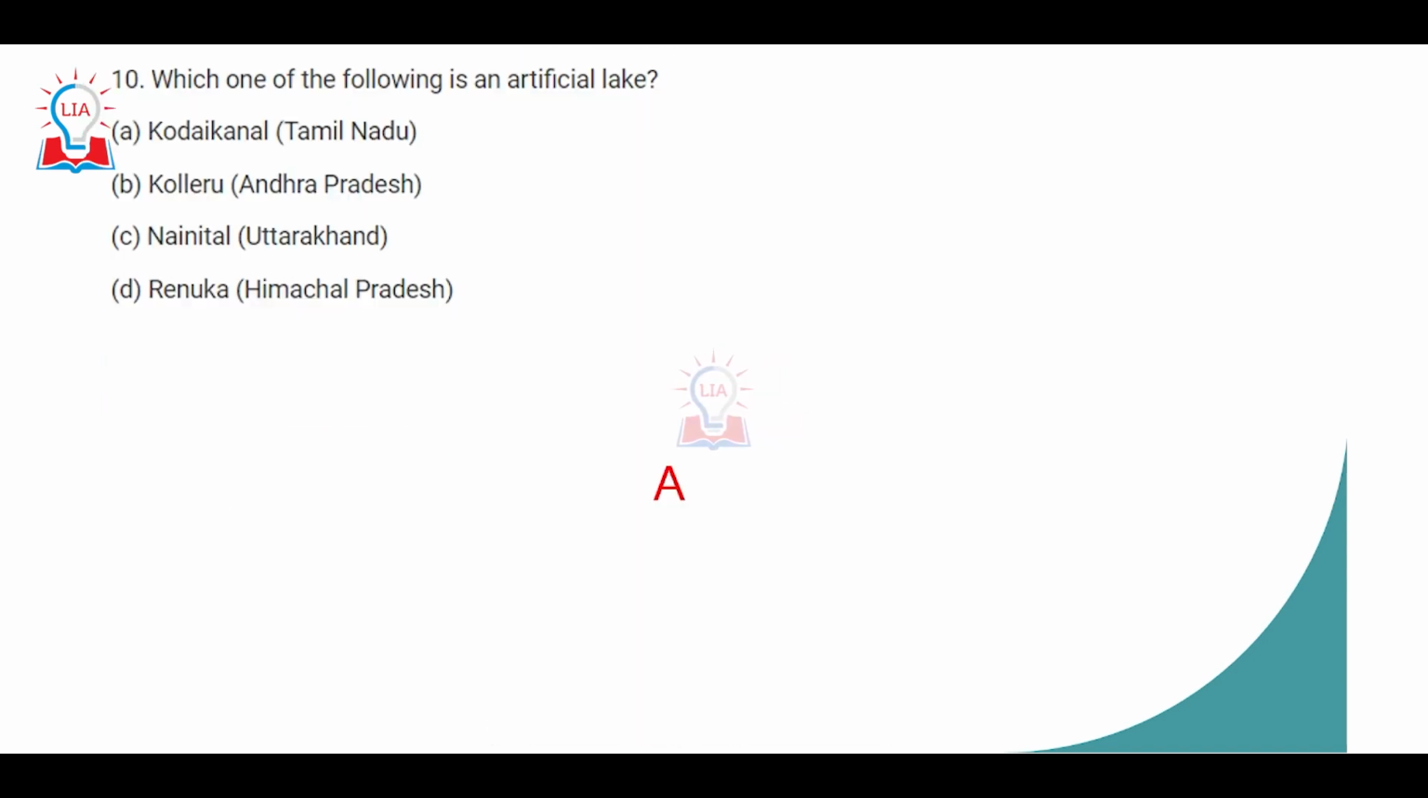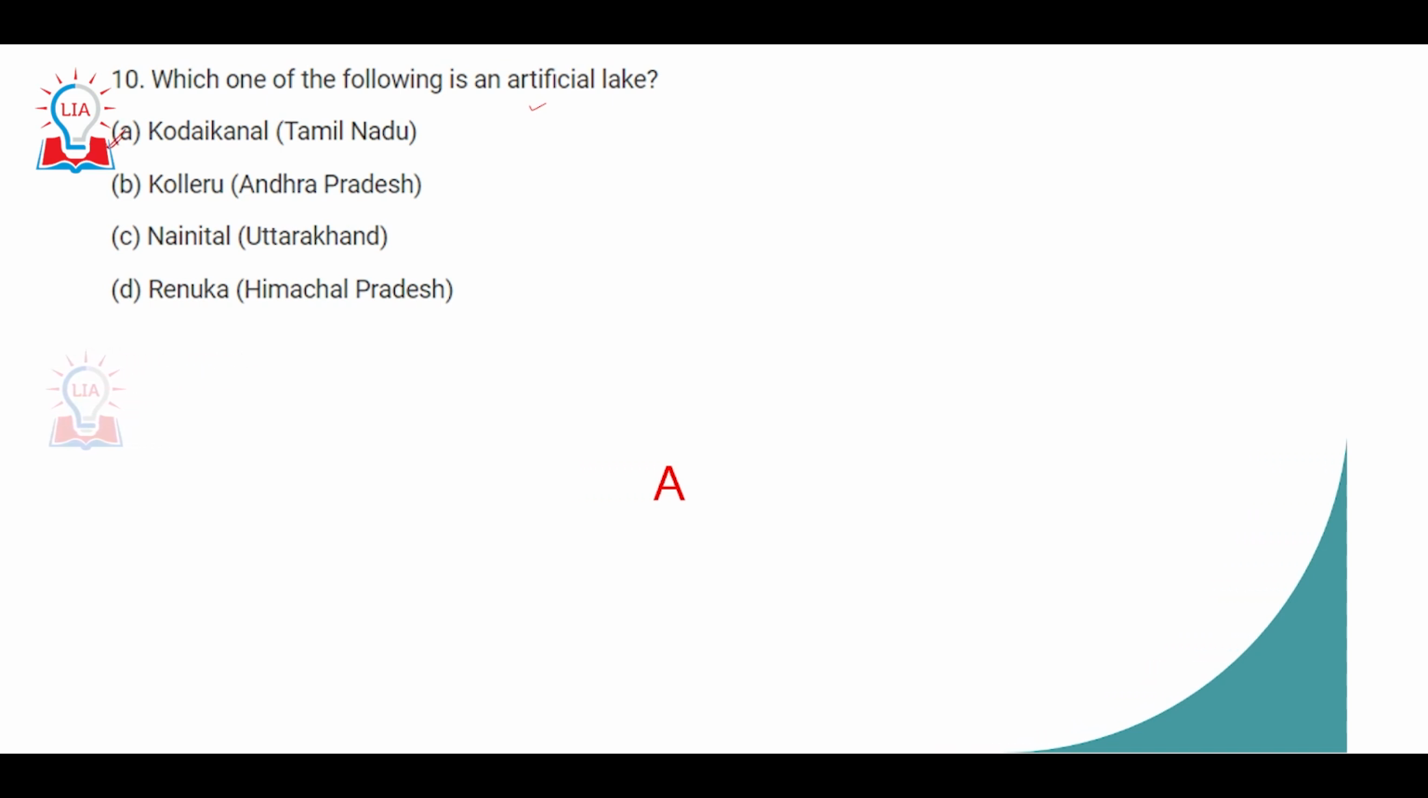The 10th question is again related to Indian geography, where it has been asked which one of the following given in the options is an artificial lake. Again, this is a very factual question. However, all these lakes are very well-known, either because they are famous tourist places or because they are Ramsar sites in India. So in this particular question, Kodaikanal, which is situated in Tamil Nadu, is the only artificial lake.